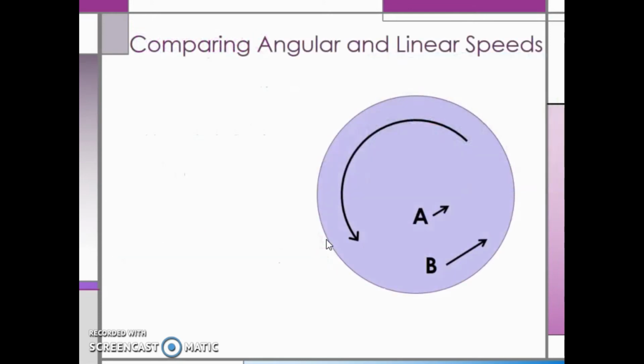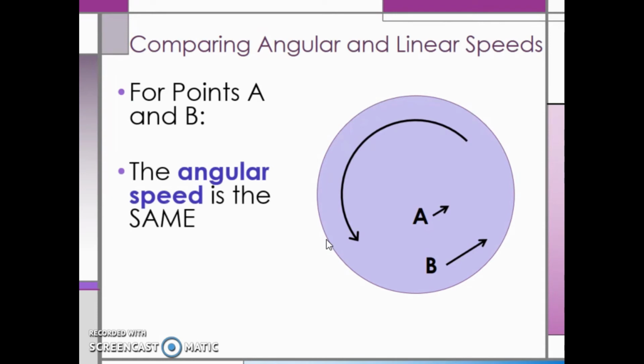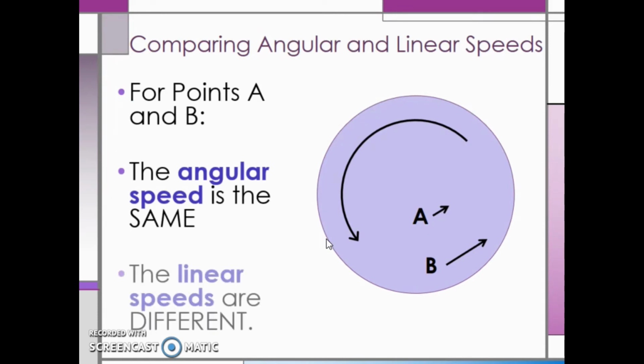Now that we know how to find both the angular speed and the linear speed, let's compare the two. For points A and B on the circle, they both have the same angular speed, which is measured in revolutions per minute. However, their linear speeds are different. The linear speed depends on the radius, and since the radius of point A is smaller than the radius of point B, point A has a smaller linear speed than point B.